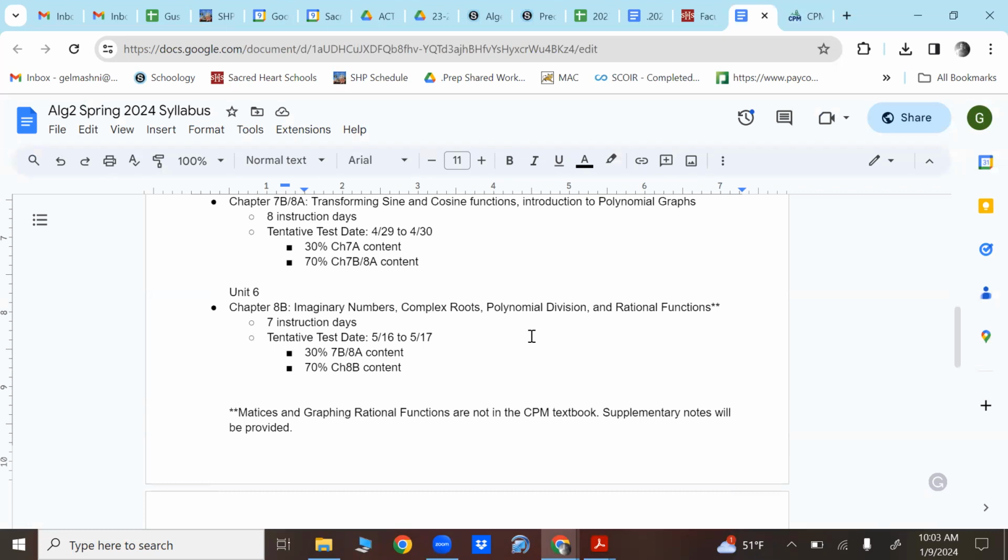So we call imaginary numbers. We'll have a discussion on that, complex roots. Essentially, it's when you square root a negative number, you get an imaginary number. We'll talk about that. We'll get into polynomial division, so dividing two polynomials. And then we'll be looking at graphs of rational functions. We did talk about graphs of rational functions in the fall semester, but we're going to look at more complex rational functions in this unit.